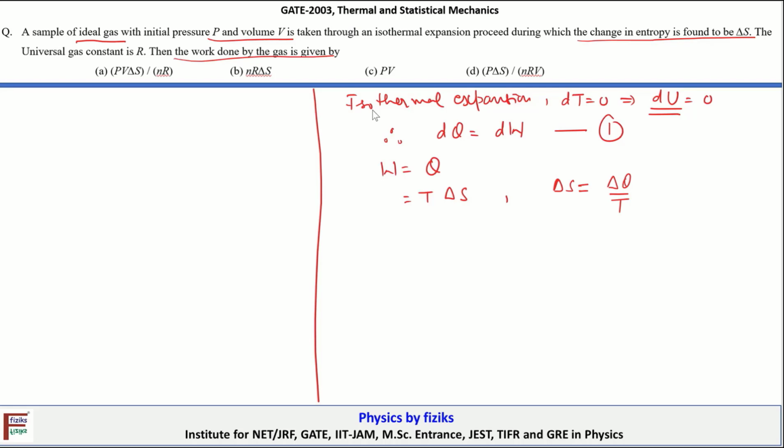Because we are talking about an ideal gas, for which the equation PV equals nRT holds, I can write T is equal to PV upon nR. So that means PV upon nR and then delta S. Therefore the work done is PV upon nR times delta S. Therefore we see that option A matches with our result. So option A is correct here.